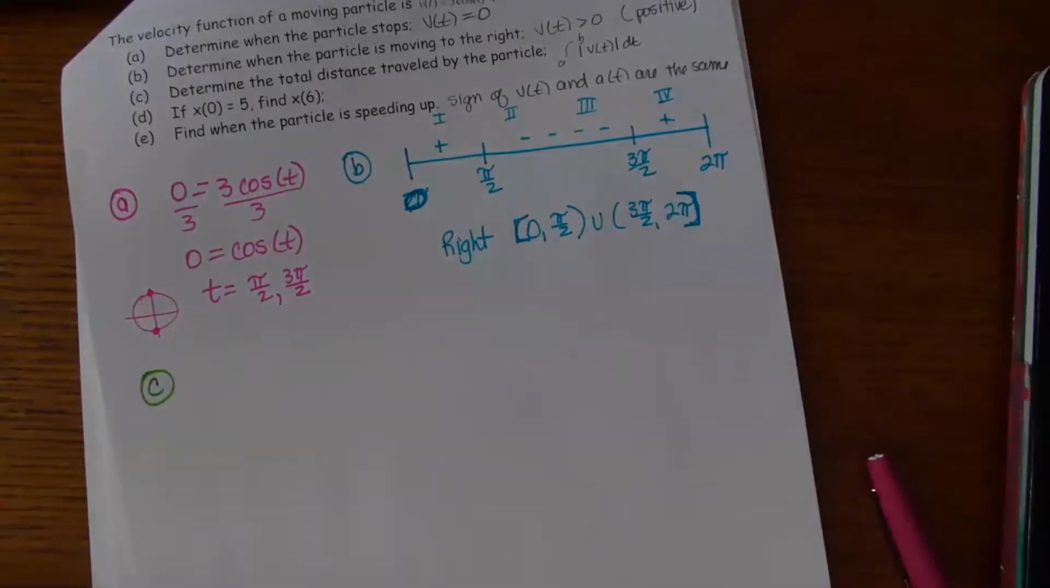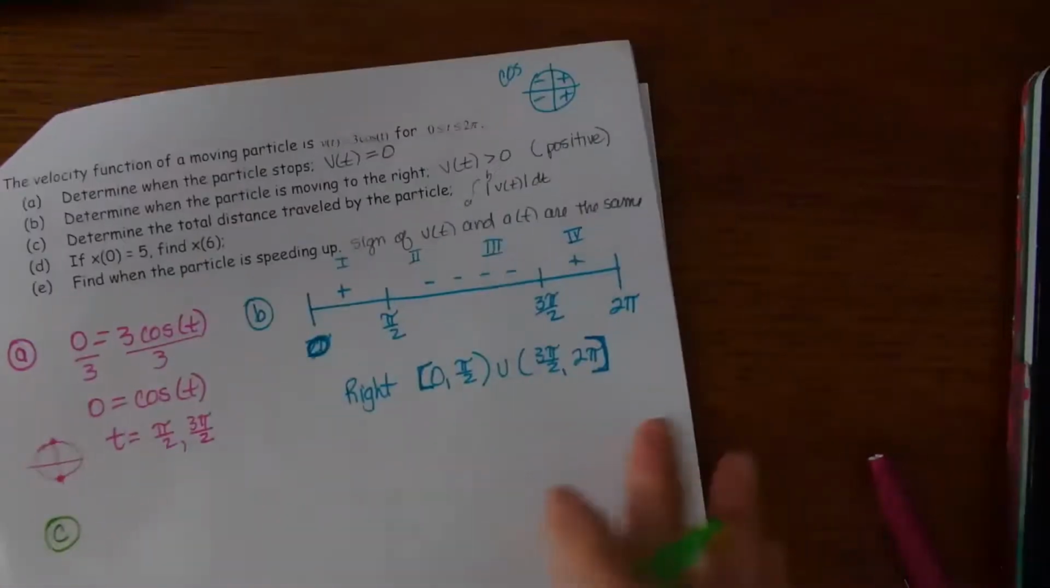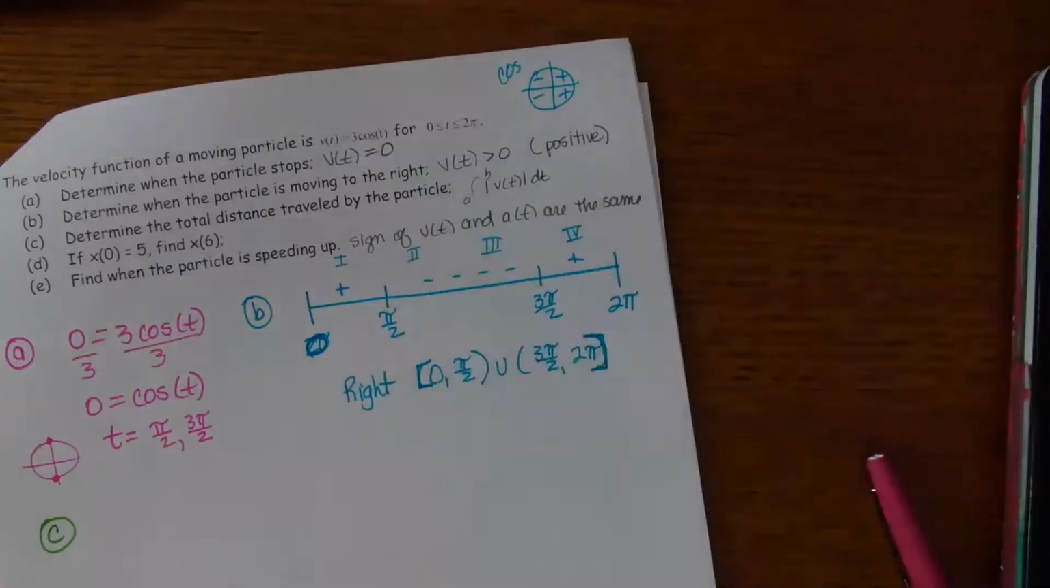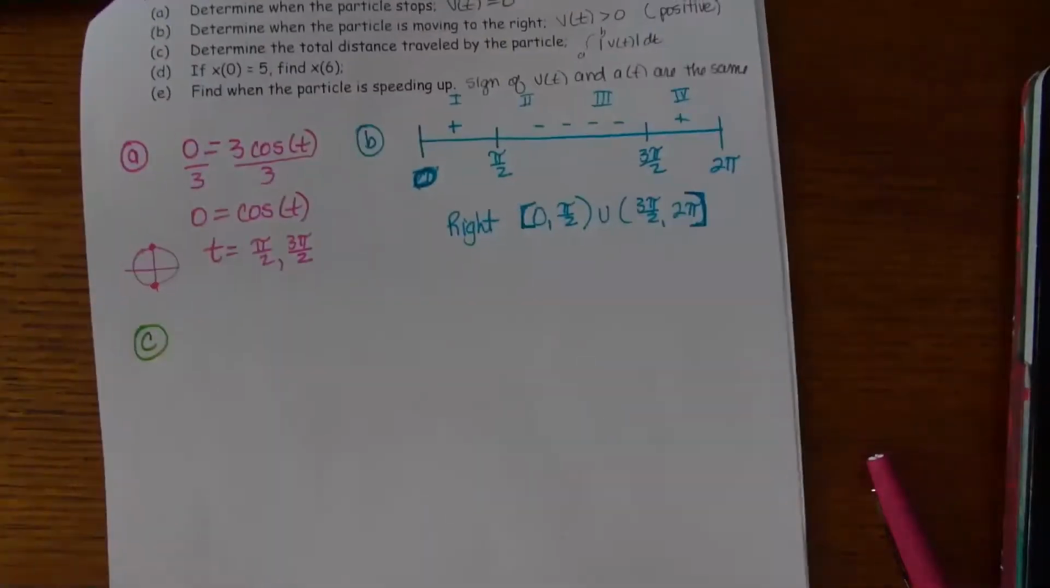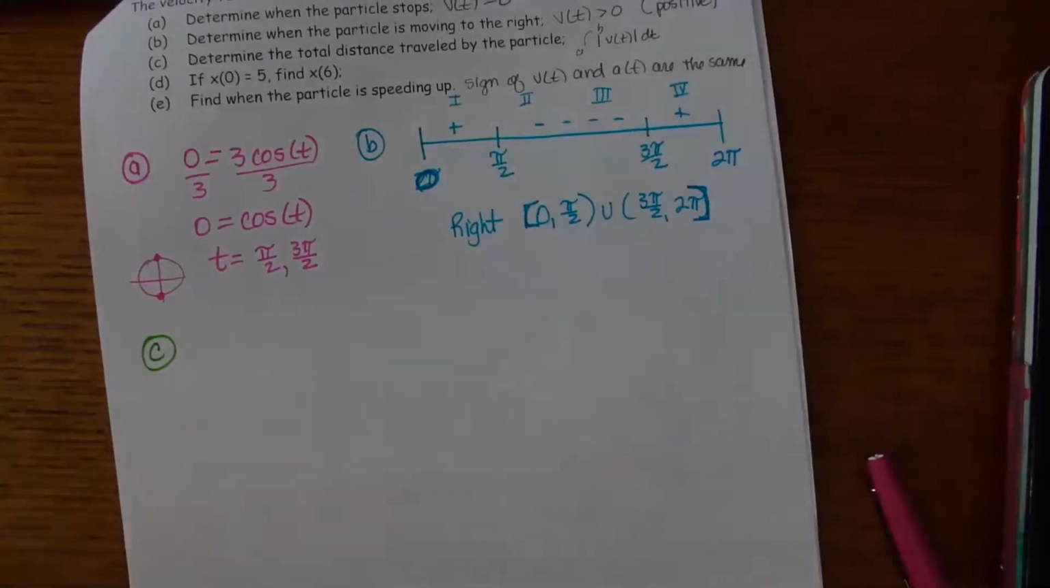C, determine the total distance. You now have a new friend, the absolute value of velocity. So, okay, wait. If I want total distance, why am I using velocity?